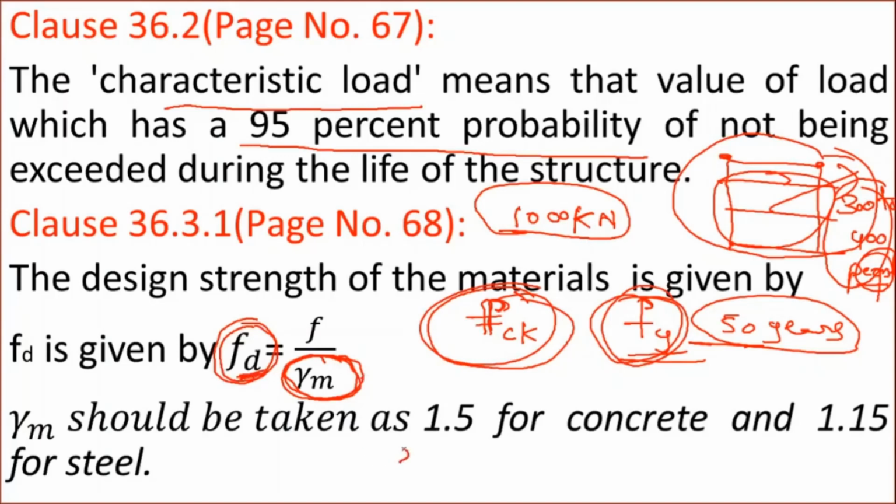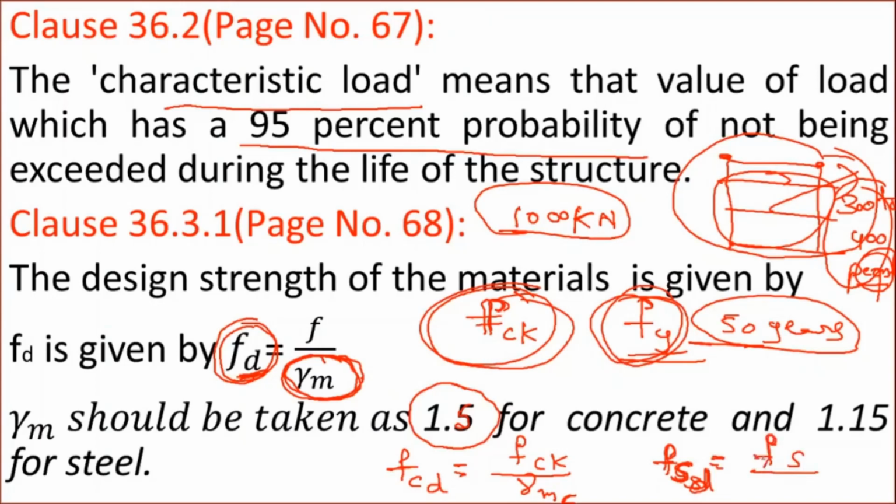Now if you are calculating the design strength of concrete, it will be equal to the grade of concrete divided by the factor of safety for concrete, which in the limit state method is 1.5. Then for steel, the design strength may be fsd. This fsd equals fs by gamma ms, and this gamma ms is the partial factor of safety for steel, which is taken as 1.15. So the partial factor of safety for concrete should be taken as 1.5 and for steel as 1.15. If they ask you the design strength, you have to divide by those two values.